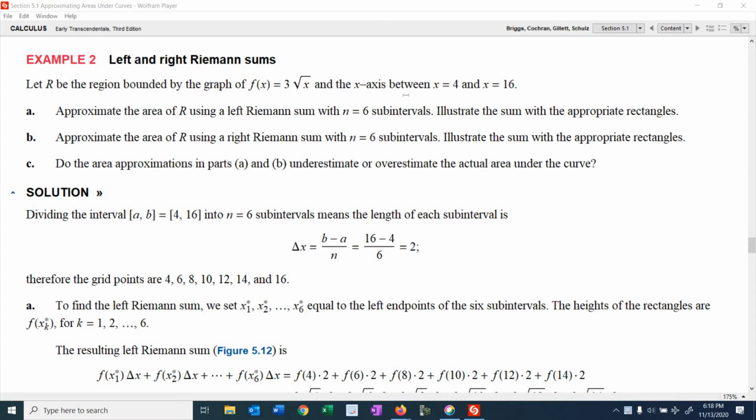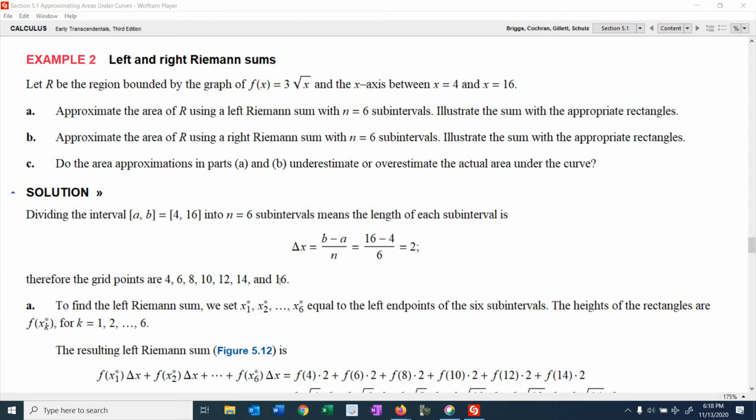Let's find the left Riemann sum first with 6 subintervals. We're going to take this interval from 4 to 16 and break it up into 6 subintervals, each having the same length. The length of each subinterval is delta x, which is b minus a divided by n. In this case, b is 16 and a is 4, so the length of our interval is 16 minus 4, which is 12, and dividing that into 6 subintervals means each has a width of 2.